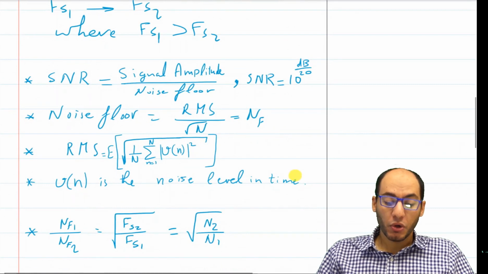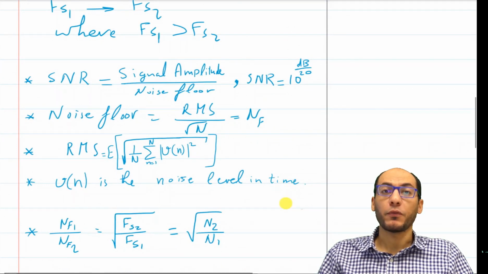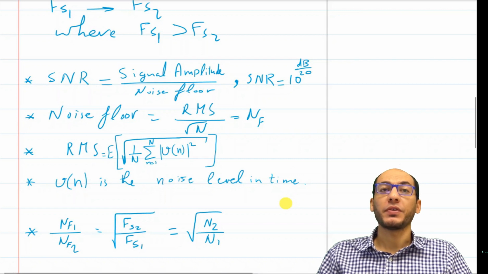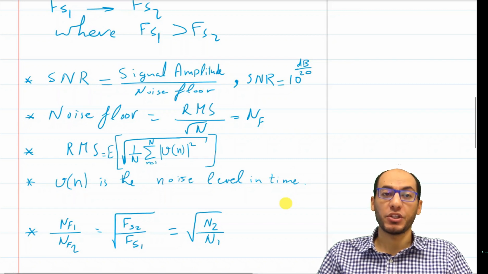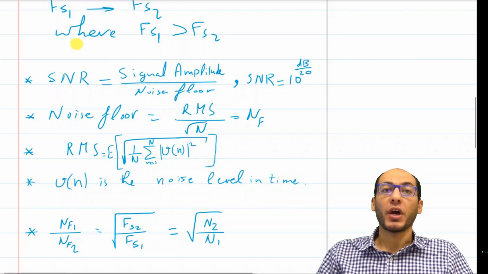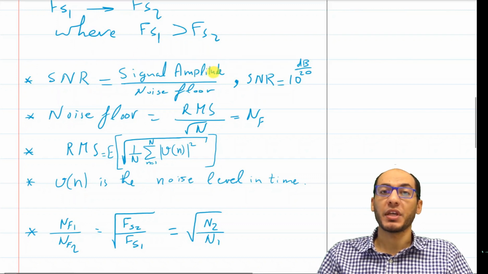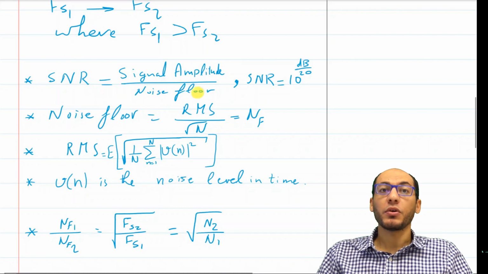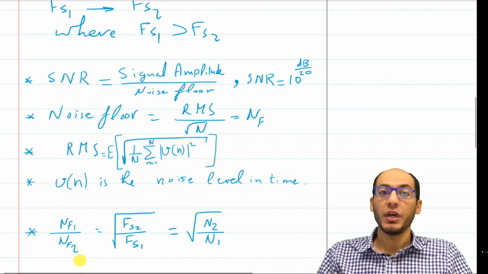Okay. So how do we do the math? If we're given a problem, how do I calculate the lowest sampling frequency that I could achieve? Well, it all depends on the noise floor that you could achieve. If you have a particular SNR, the signal amplitude is going to be kept the same when you reduce the sampling frequency. The noise floor is what is going to deteriorate. It is going to increase basically. Okay? And that's why the SNR is going to deteriorate. Okay? So the noise floor ratio NF1 over NF2 is equal to the reciprocal of the sampling frequency ratio under the square root.